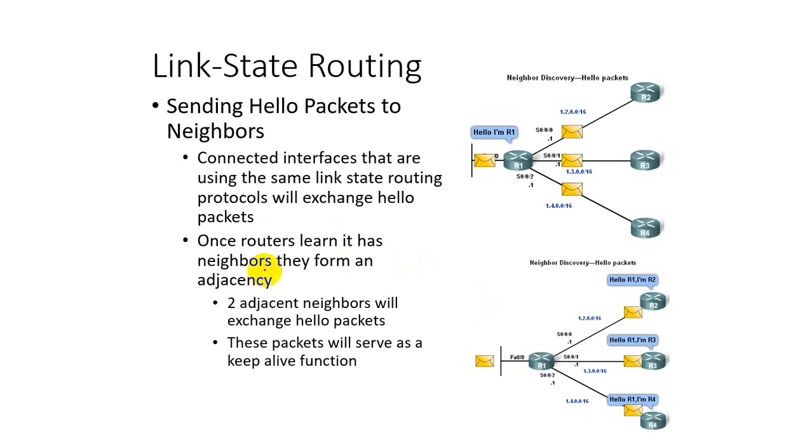Once the routers learn they have neighbors, they form an adjacency. Now after the hello packets are exchanged, they will form an adjacency. Two adjacent neighbors will exchange hello packets. This and this will exchange hello packets, and similarly these two will exchange hello packets. This packet will serve as a keepalive function. It says, I'm alive, I'm here. It will say it like that.